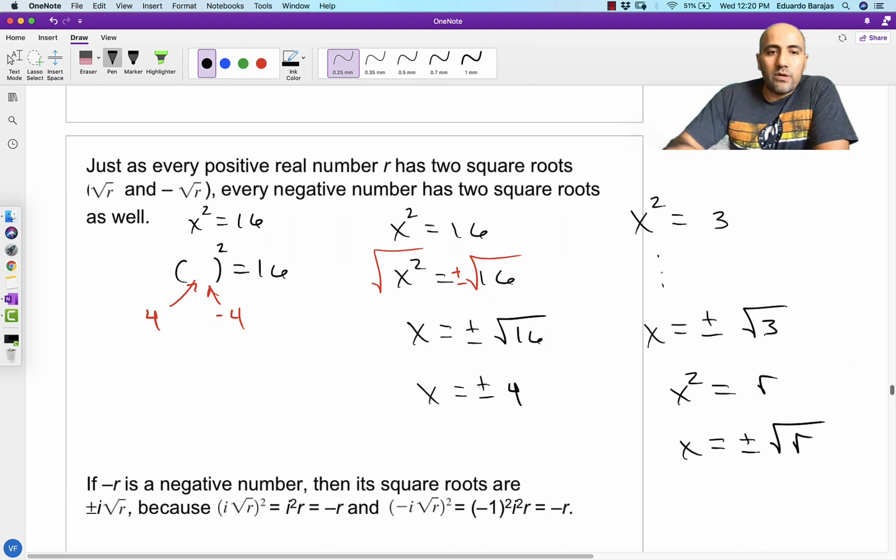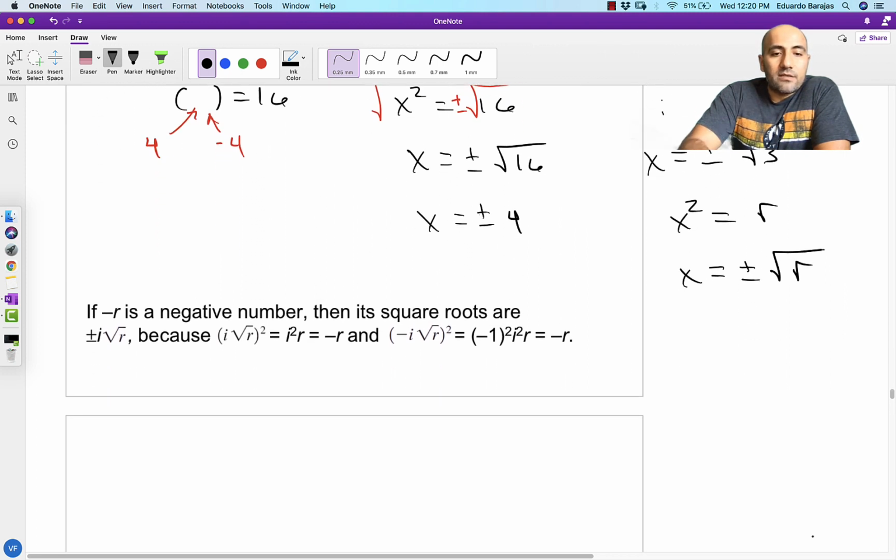Okay, so that's true as long as we insert r as some value that is non-negative within the real number set. But what if it was negative? What if it was negative? If negative r is a non-negative number, then its square roots are plus or minus i root r, because i square root of r squared equals i squared times r, which equals negative r, and negative i square root of r squared equals negative 1 squared i squared r, which equals negative r.